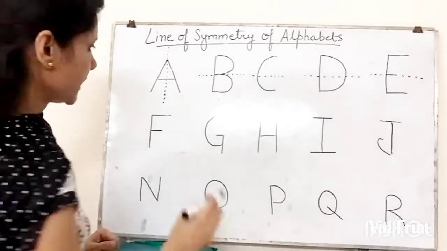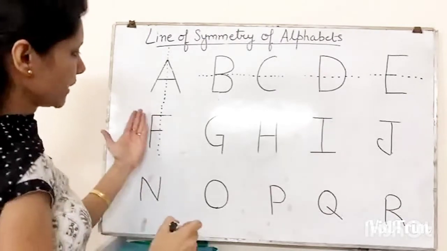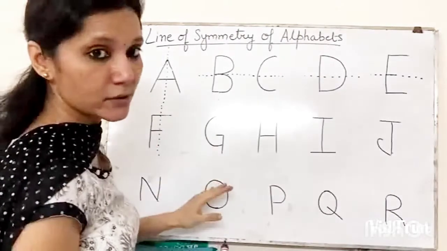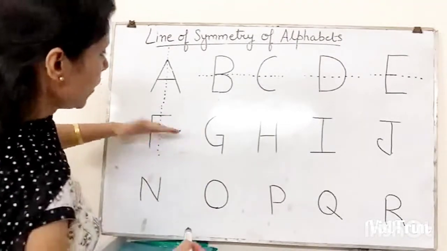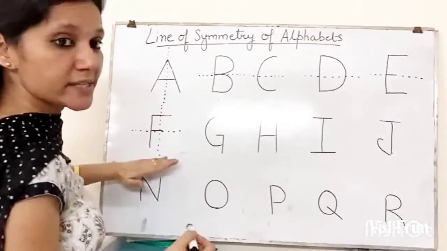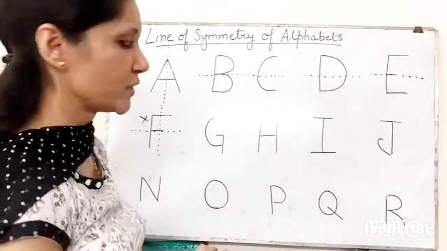Alphabet F, see, if I take a vertical line of symmetry, whatever is present on the left is not present on the right. And if I take a horizontal line of symmetry, again whatever is present on the top is not present on the bottom. So it does not have any line of symmetry.